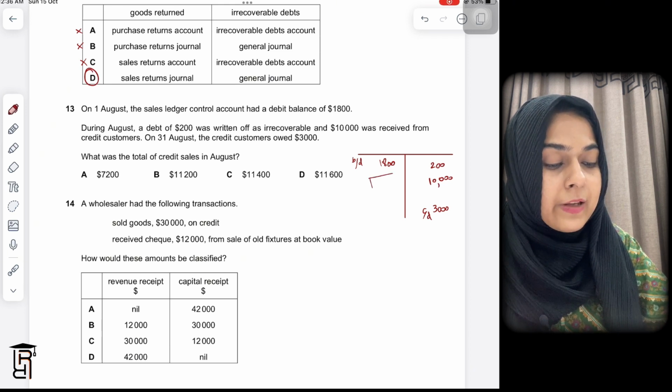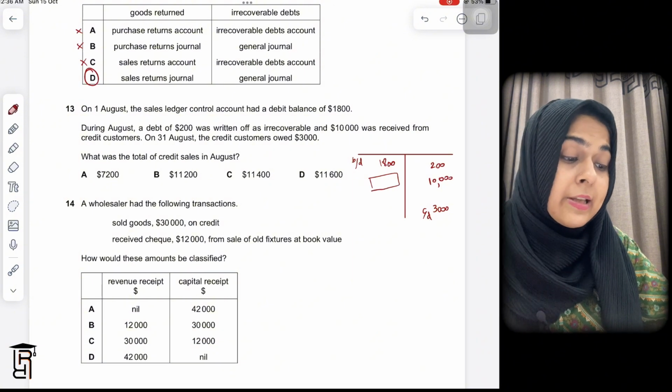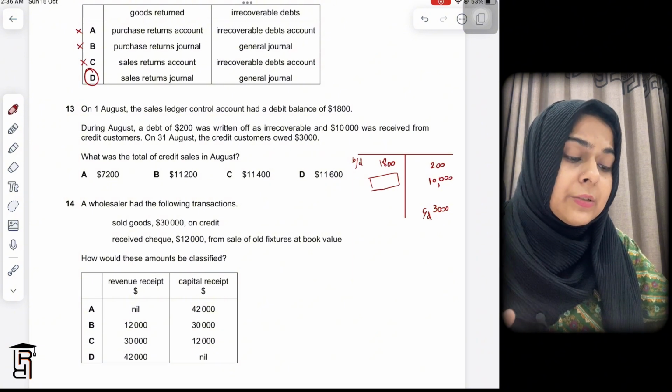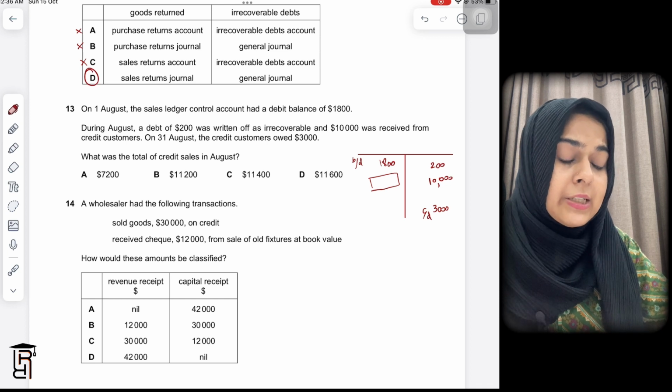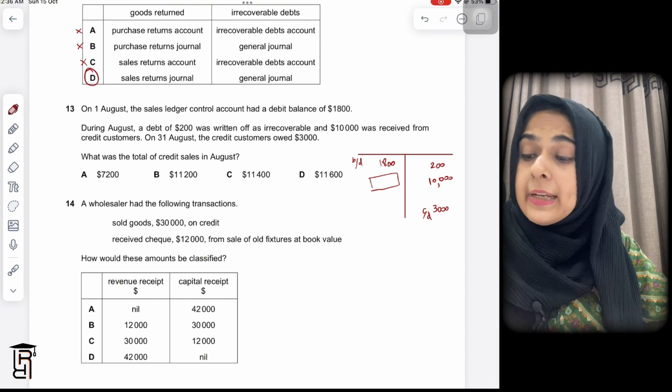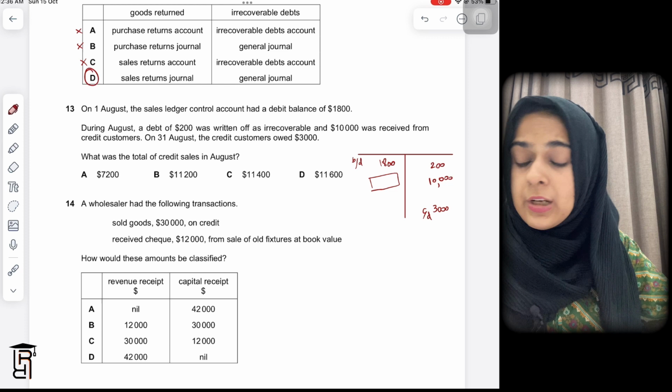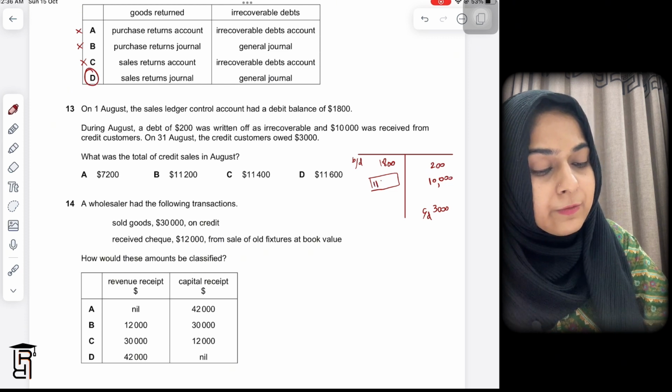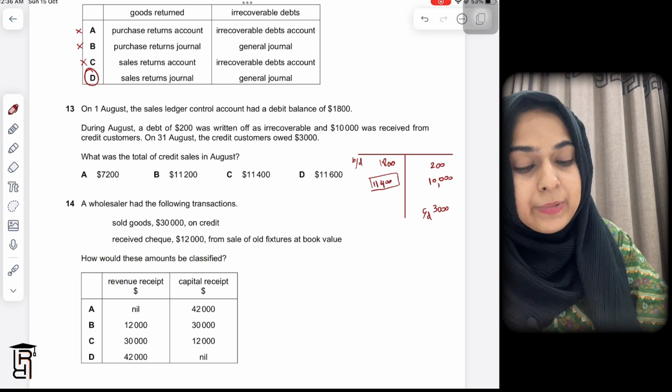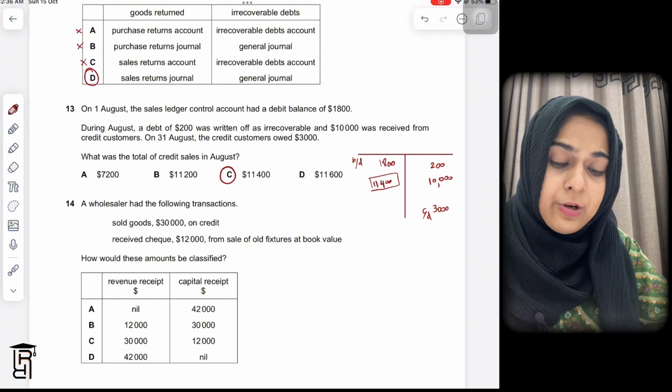So here is where you will find your credit sales. If you total the credit side, you get 13,200 on the credit side and 1,800 is the debit side total. So what you'll get here is 11,400. So your credit sales is 11,400.